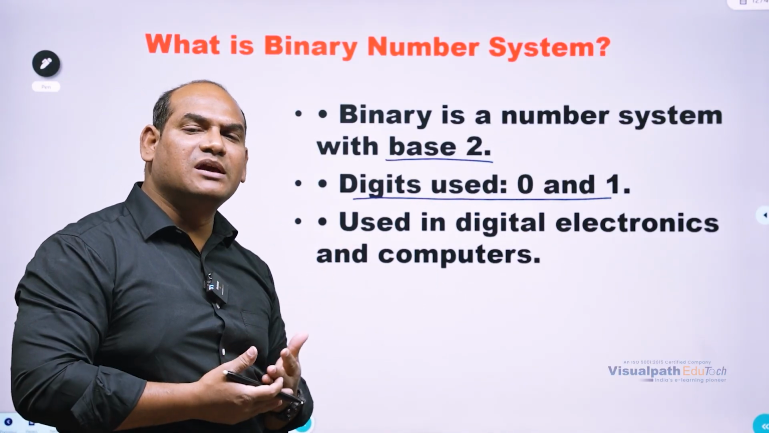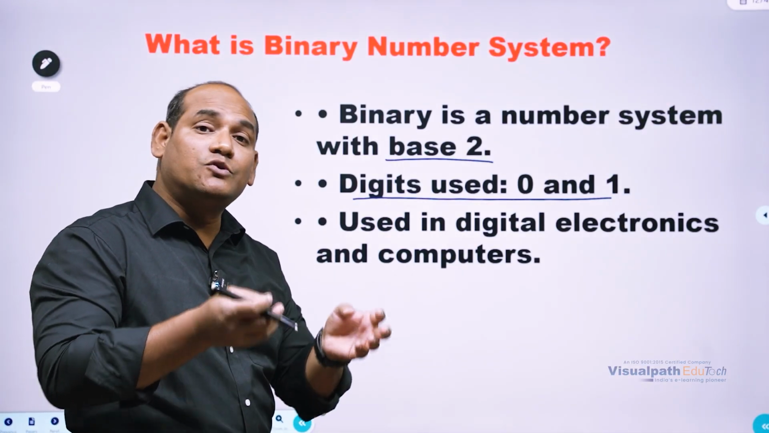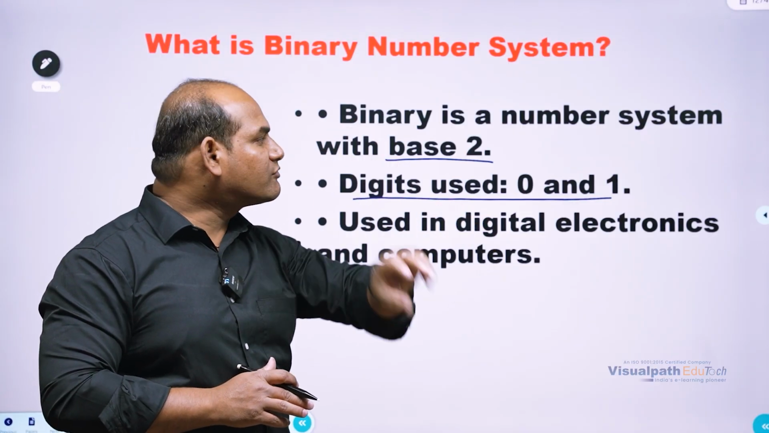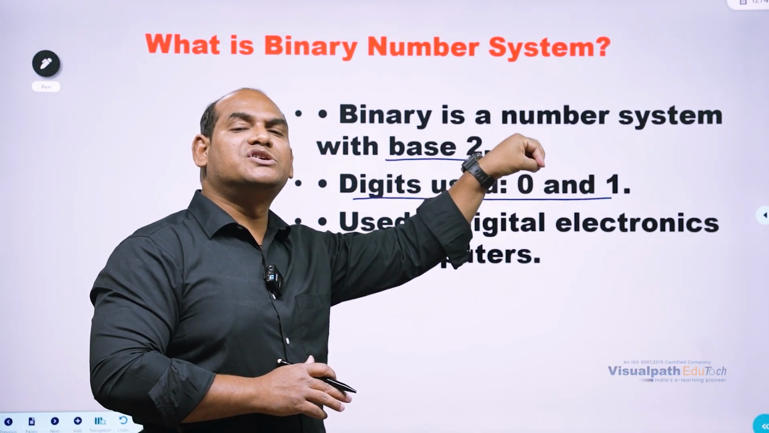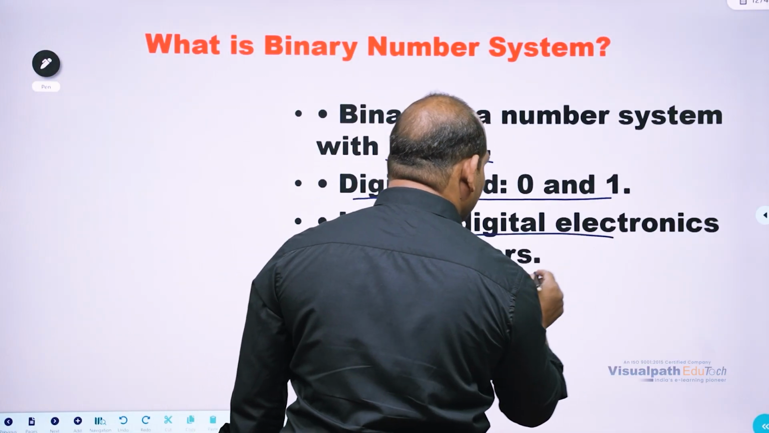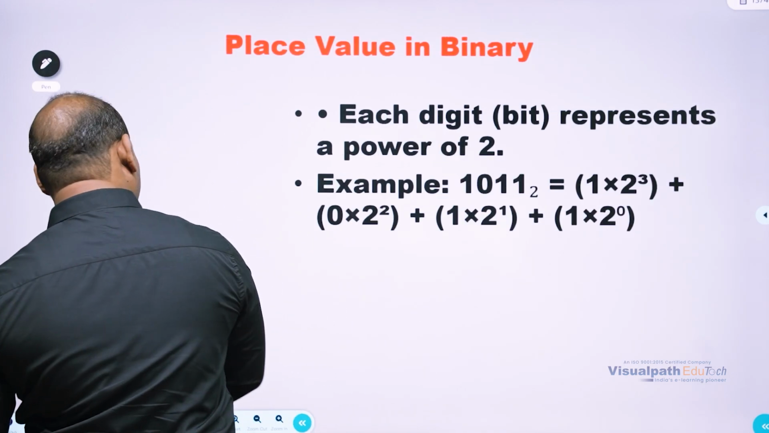Any number of times you can take zeros, any number of times you can take ones, and in position of zeros and ones also you can change. But whatever the quantity is, that entire quantity will be represented in terms of zeros and ones only. And it is used in digital electronics, as I said earlier, and in computers also we use this particular binary number system only.